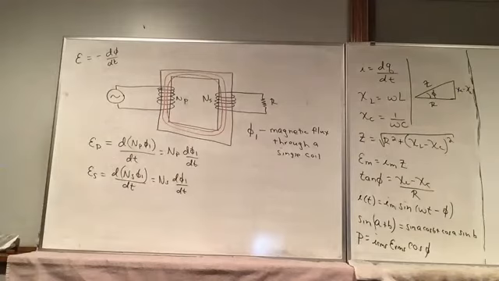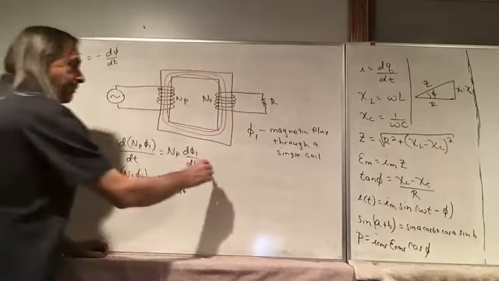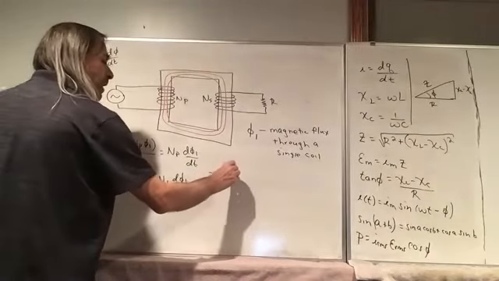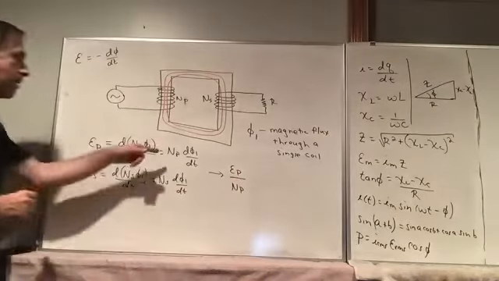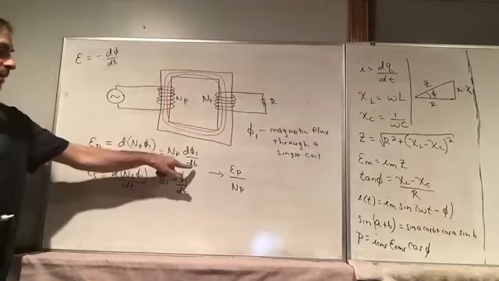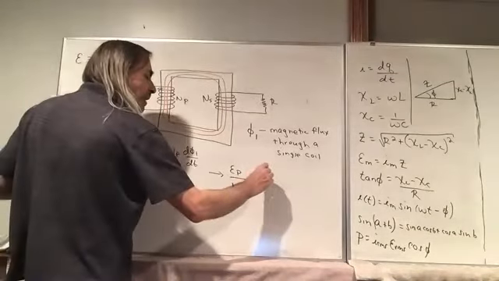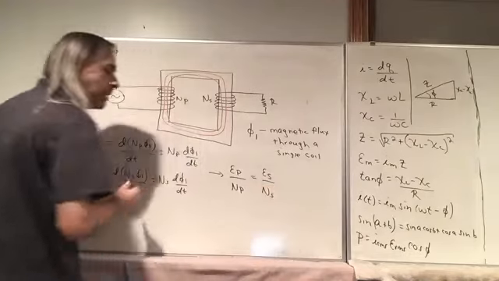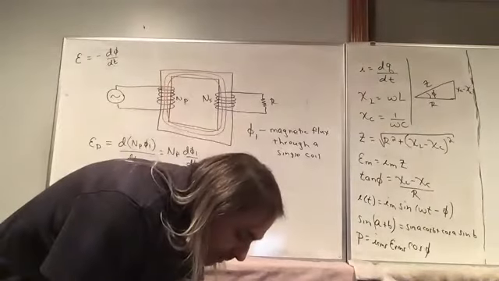Okay, and now based on our assumption that phi 1 is the same everywhere, we can set these equal to each other. And so what we get is that the EMF in the primary coil divided by the number of turns in the primary coil is equal to d phi 1 over dt. That would be equal to the EMF in the secondary coil divided by the number of turns in the secondary coil.